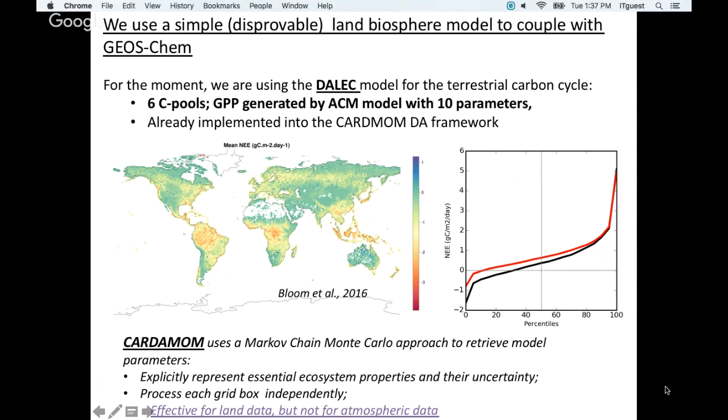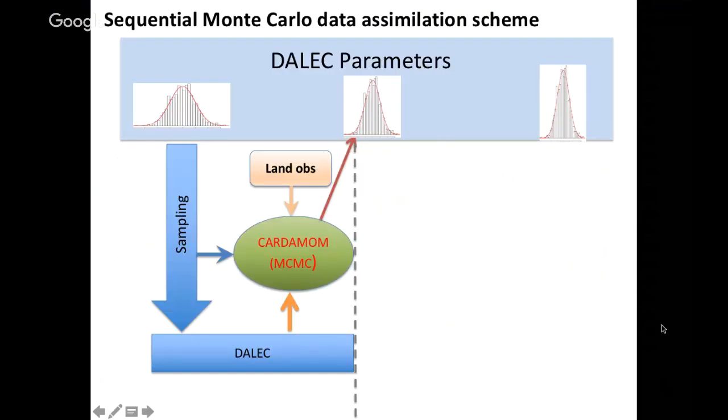Another thing about the Kalman model is that it treats each grid box independently. Obviously, it's quite efficient for this non-atmospheric data simulation. However, it's not good for the atmospheric data, because the CO2 concentration not only comes from the local emission contribution, it also comes from the transport. So as a result, we suggest a two-step schedule. We call this the sequential Monte Carlo data assimilation scheme, applied to this problem. The first stage basically is the Kalman.